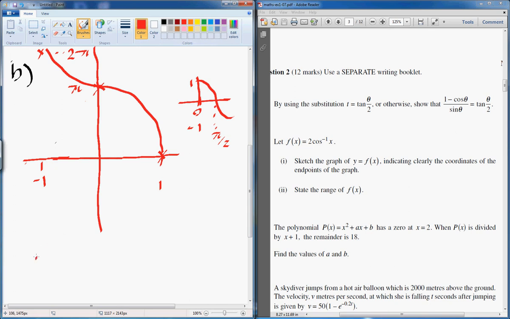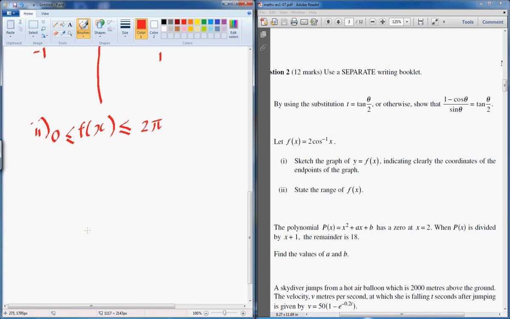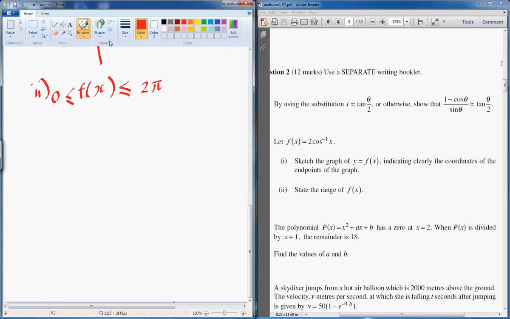So for part 2, state the range. So the range of f(x). So f(x) is between 0 and 2 pi. Alright? Okay. So back to black. Part C.